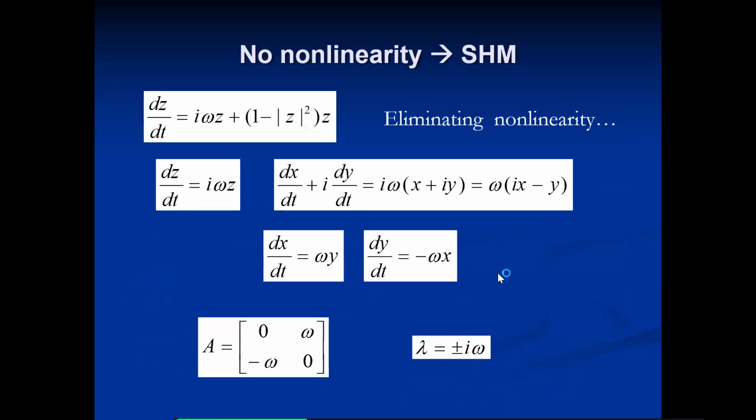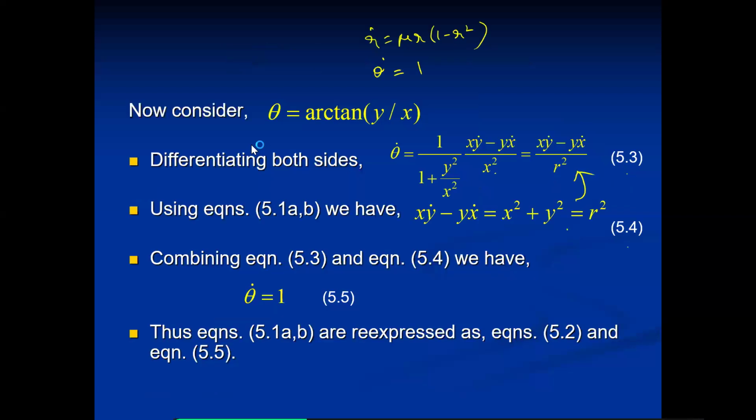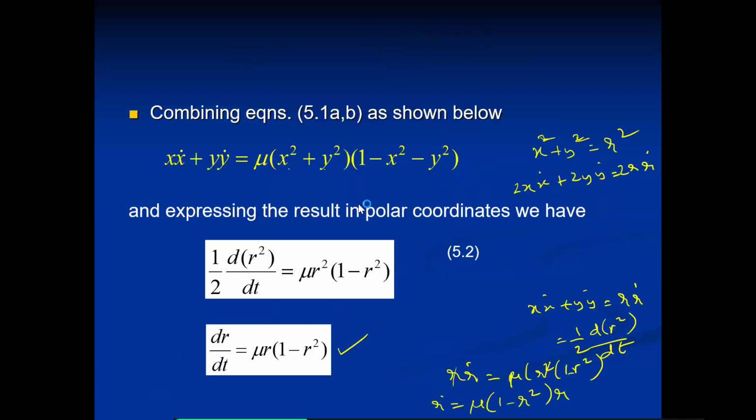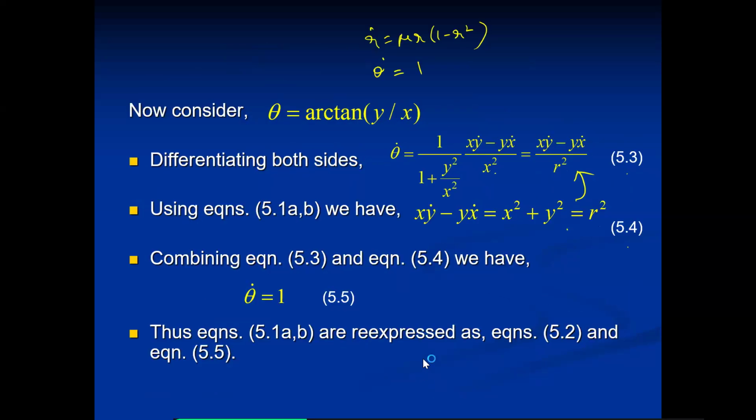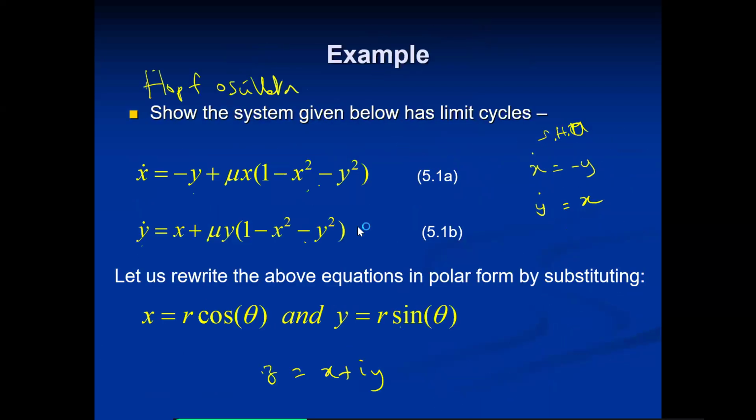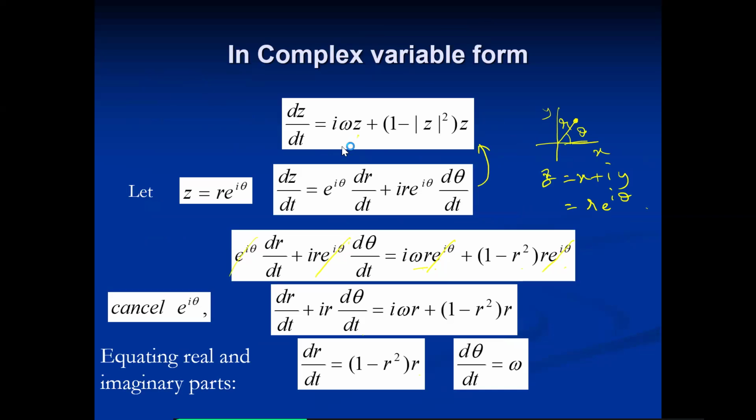Now, it so happens that the same equation can also be expressed in terms of complex numbers. So two variables, x and y, you can combine the two variables into a complex number, z equal to x plus iy. Then you can write these two equations in terms of a single complex equation, which looks like this at the top. dz by dt is equal to i omega z plus (1 minus mod z square) times z.